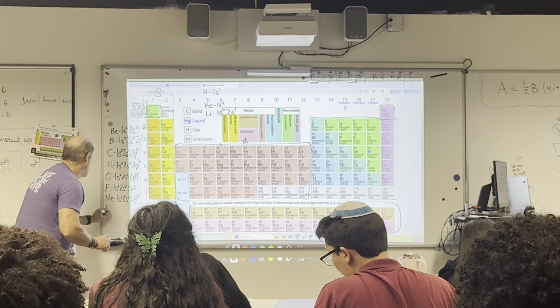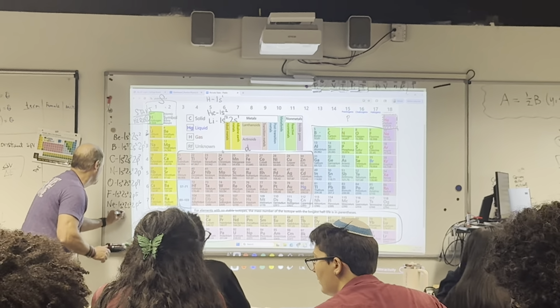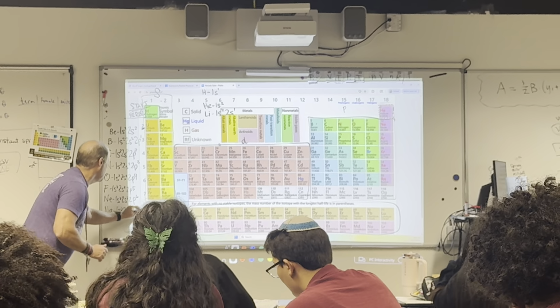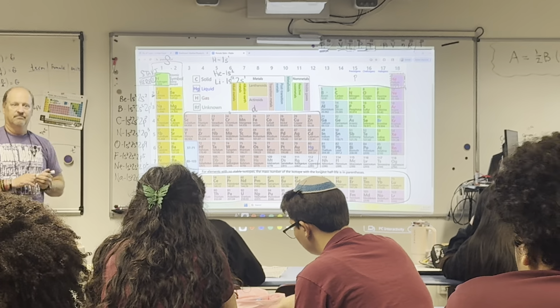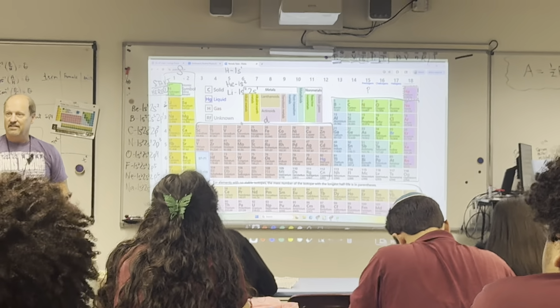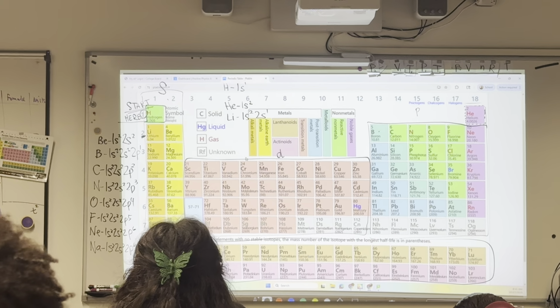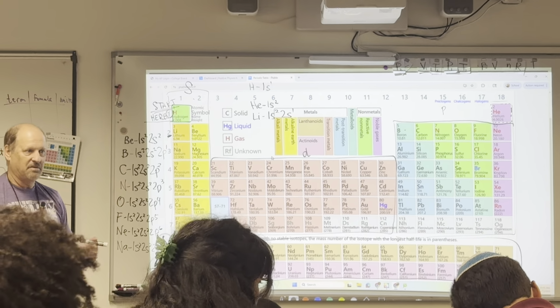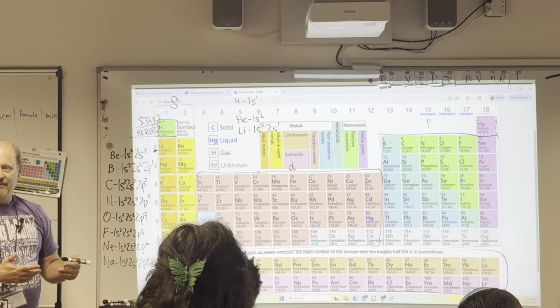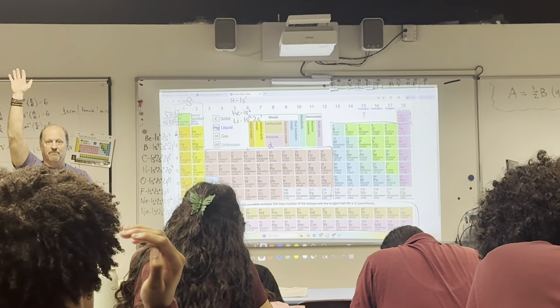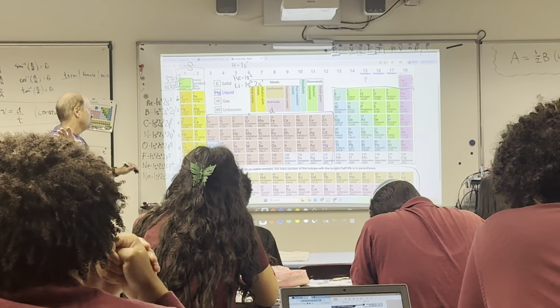Bingo. Sodium: 1s2, 2s2, 2p6, 3s1. Right? Everybody see the pattern? Is there anybody that still hasn't seen the pattern? Anyone? Philip, hang on right here.